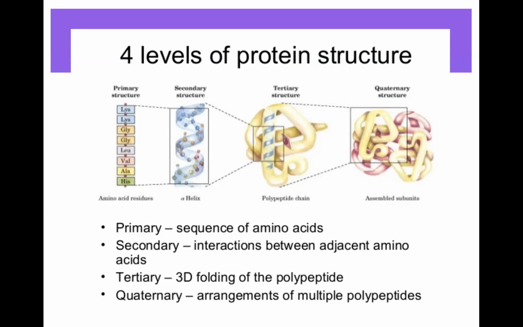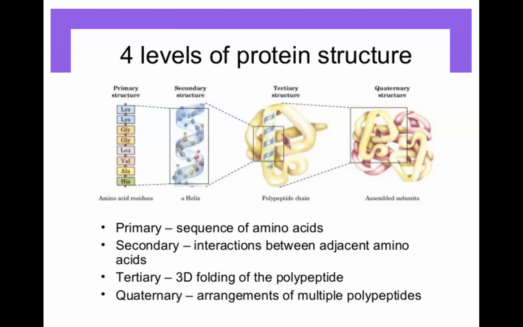The primary structure of the protein is basically the linear sequence of amino acids. So this is just all of the amino acids that make up this particular protein. Every protein has a specific arrangement of amino acids present.